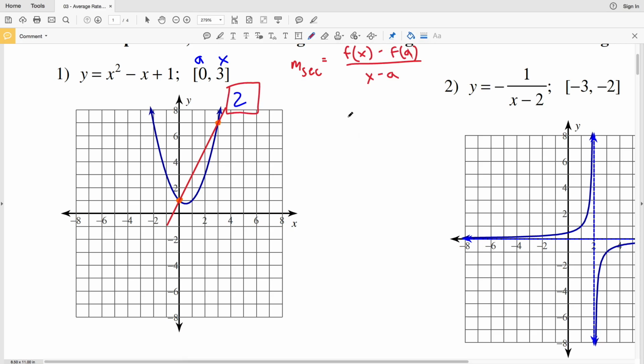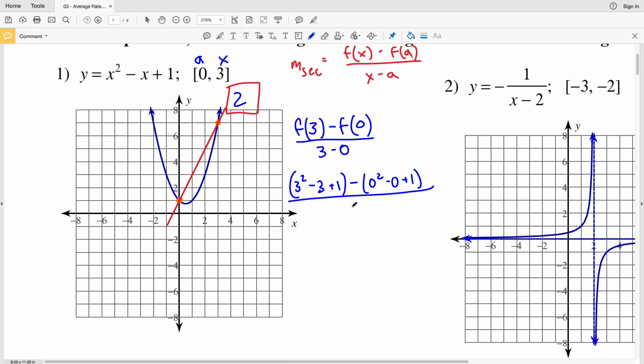But let's double check that using our formula. So I'm going to have f of x, which will be f of 3, minus f of a, which will be f of 0, all over x minus a, 3 minus 0. F of 3 is going to be 3 squared minus 3 plus 1. F of 0 is going to be 0 squared minus 0 plus 1, and that's all over 3 minus 0, which is 3. So our change in x, you can see, is 3.